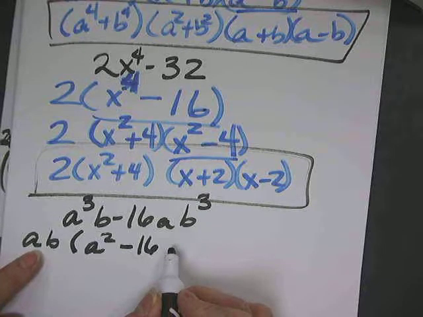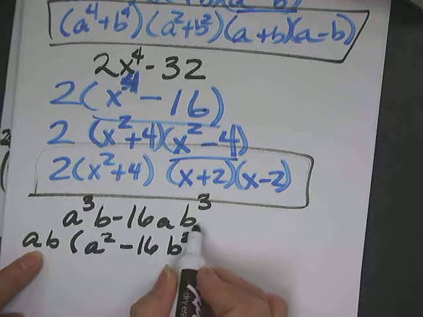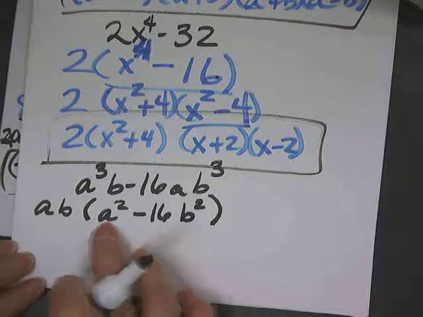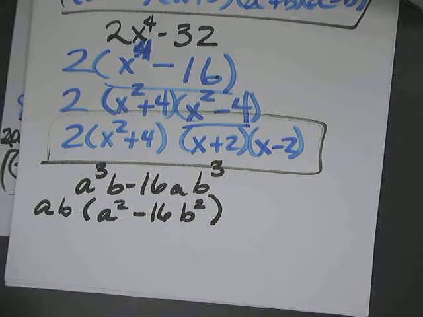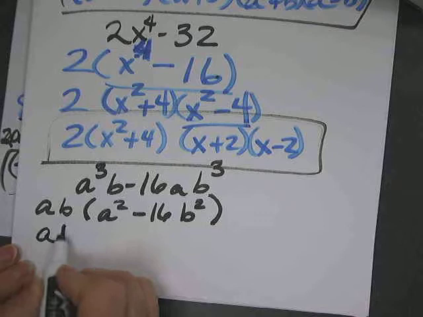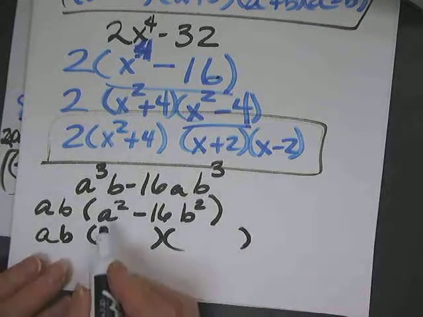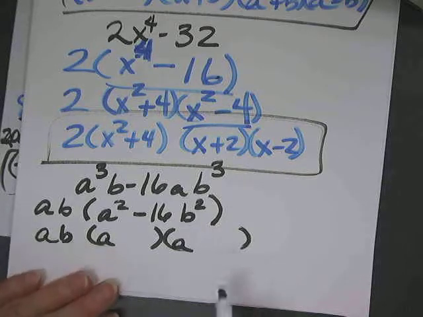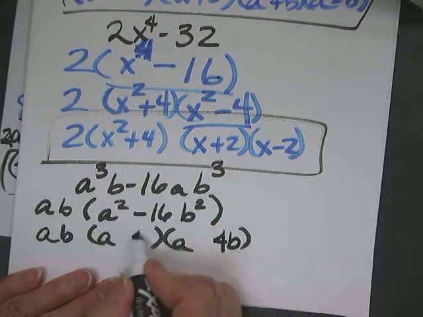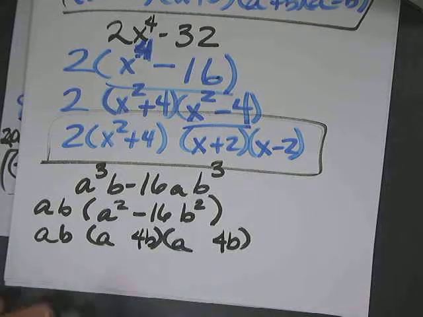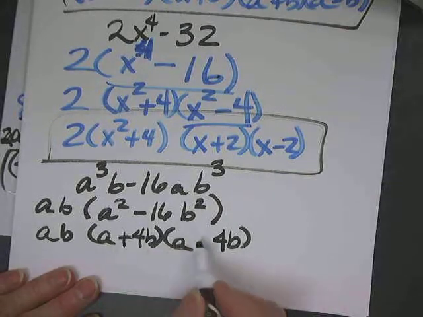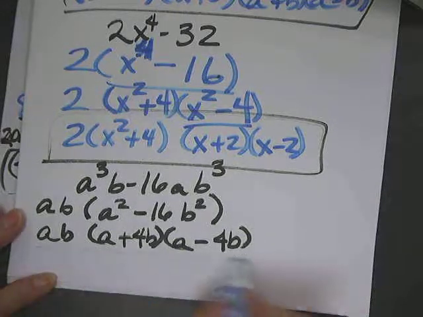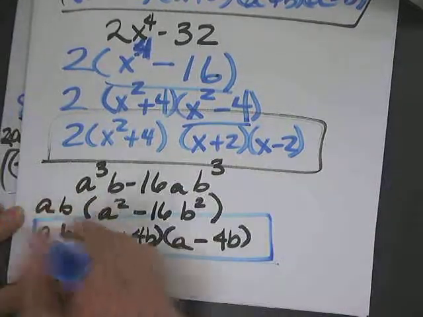Okay, this is a cubed b minus 16a b cubed. Do they have something in common? They both have 1a, they both have 1b. What do we need to multiply to get the first term here? A squared. A squared minus 16b squared. Okay? So that's not going to take long, because this is the difference of squares.